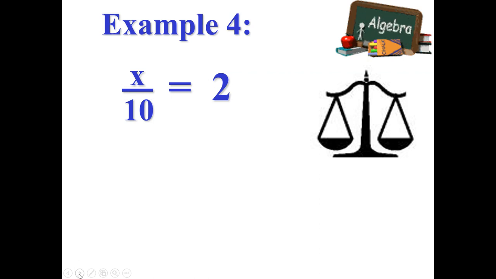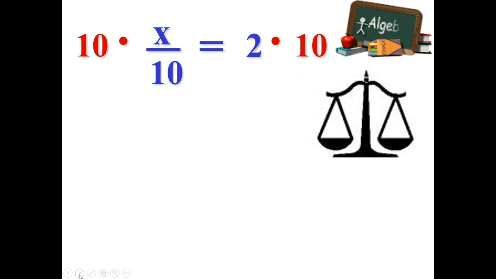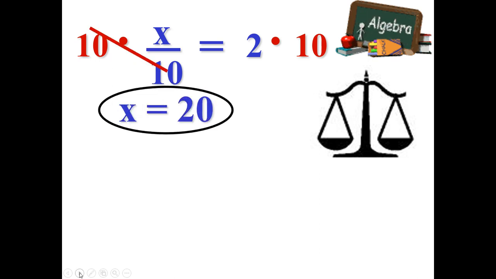The second thing we want to do after we identify the operation being done is isolate the variable. So how do we isolate the variable? We're going to multiply each side by 10. Why are we multiplying? Remember, because multiplication is the inverse operation of division. So we multiply this side by 10, and we multiply this side by 10. Multiplying by 10 is going to cancel that 10 out, so we're left with x on that side. Now we see that the value of x is 20.